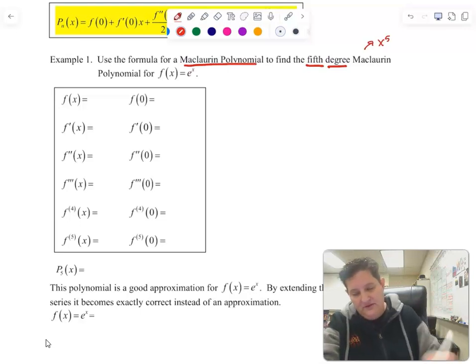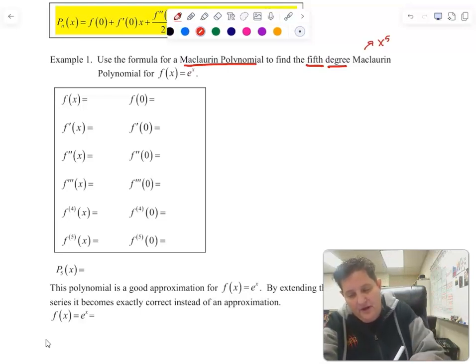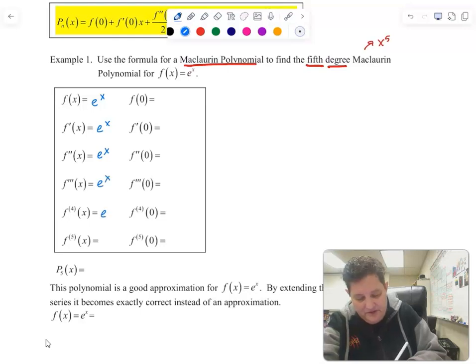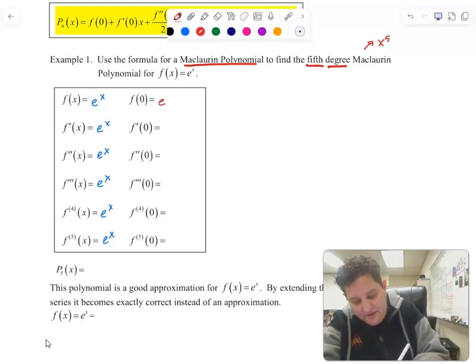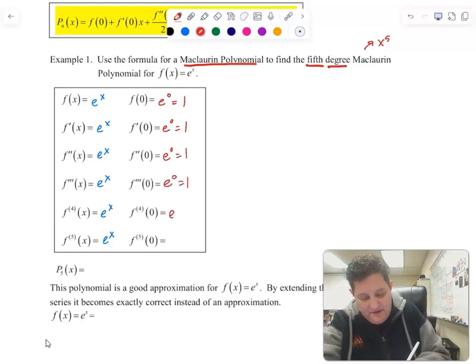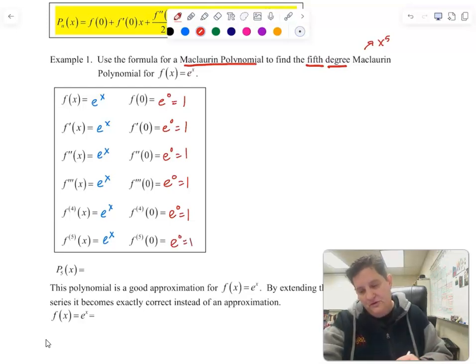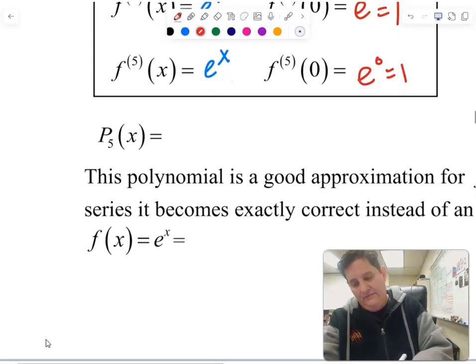Okay, so here we go. First of all, we have to take a bunch of derivatives of e to the x. Now, guess why we're starting with e to the x? Because it's so great, guys, because every derivative of e to the x is e to the x. That's why we're starting with this one. Now let's plug in 0. So e to the 0 is 1. The first derivative, e to the 0 is 1. The second derivative is 1. And so on. These all equal 1.